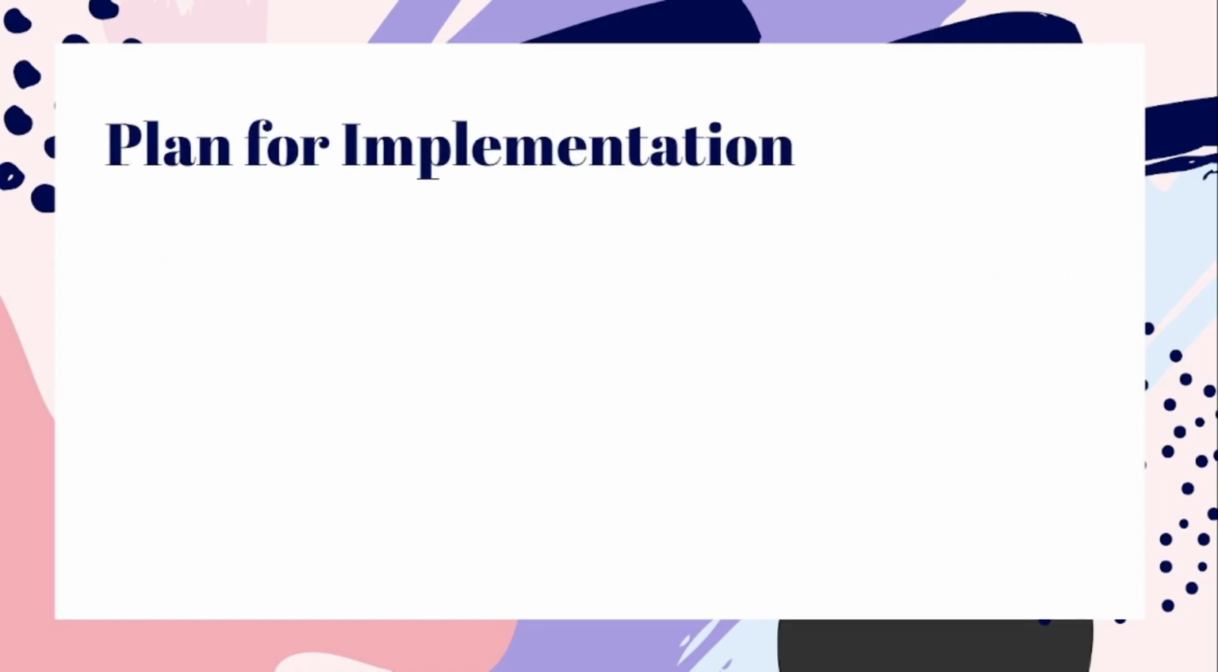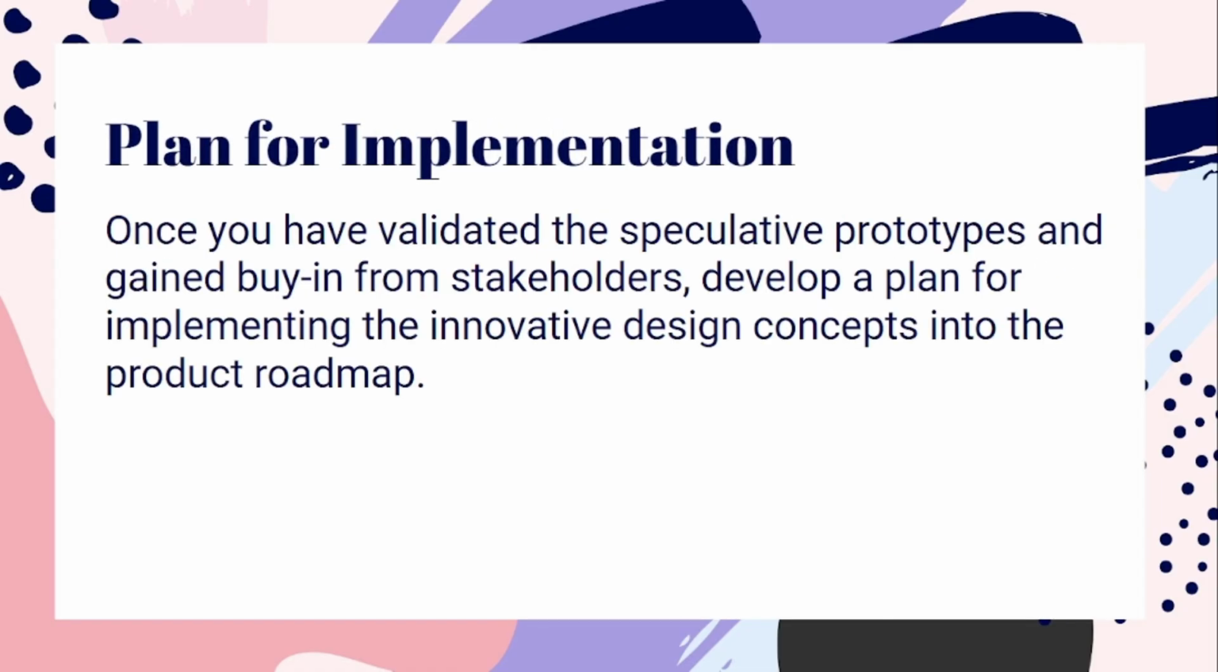Step 10. Plan for implementation. Once you have validated speculative prototypes and gained buy-in from stakeholders, develop a plan for implementing the innovative design concept into the product roadmap. Collaborate closely with development teams to ensure a smooth transition from prototype to production-ready features.